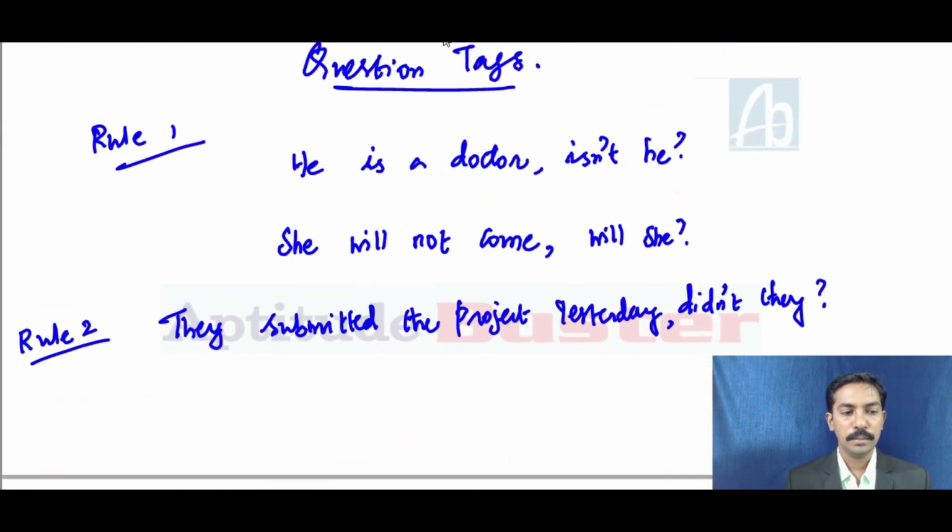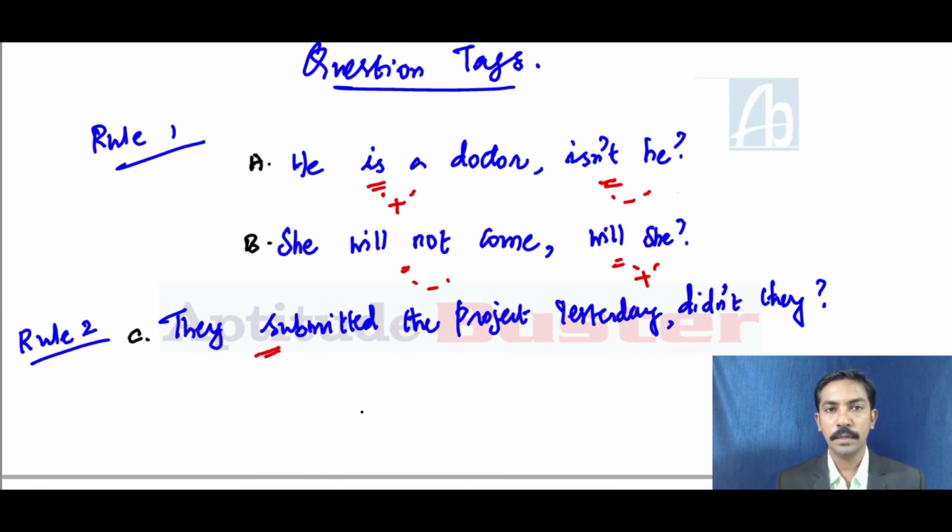Rule number 1. Look at this example. He is a doctor. The tag is isn't he. She will not come. The tag is will she. From this you can understand, when the sentence has a positive form, the tag should be in negative form. When the sentence has a negative form, the tag should be in positive form. This is the first rule. Whenever a sentence takes a positive form, the tag should be negative and vice versa.